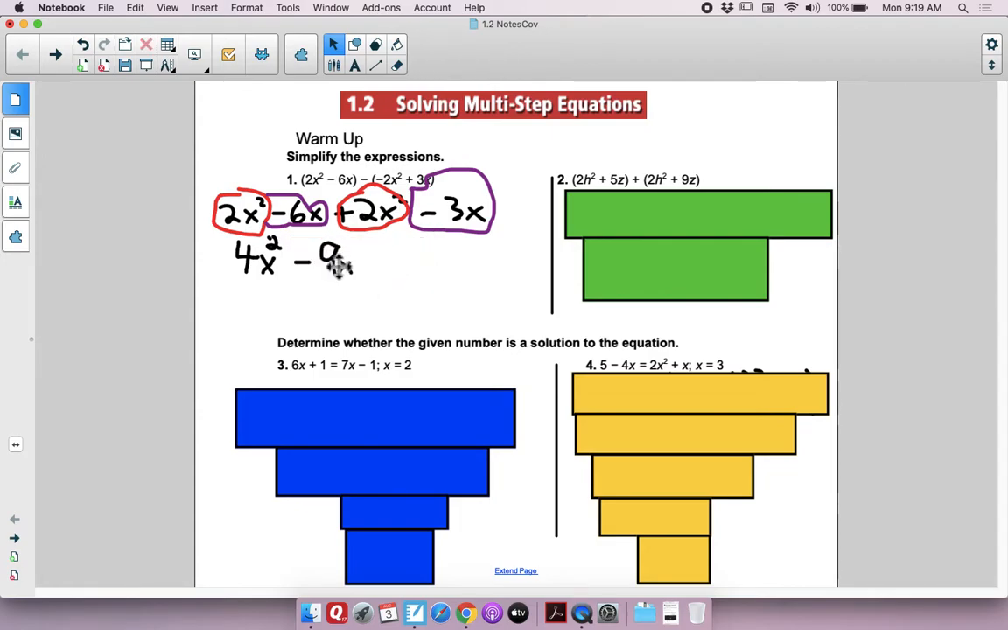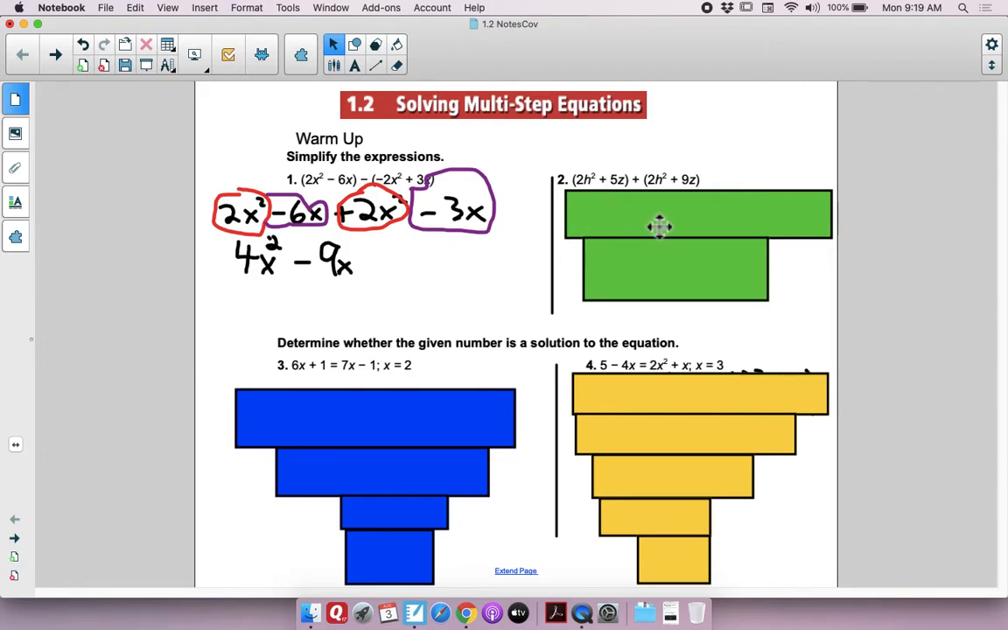Okay. Would it have been okay to put my answer as negative 9x plus 4x squared? Absolutely. Doesn't matter which term leads in this case. You just want to make sure you have the right sign. So you won't want to say, negative 4x squared plus 9x. That would not be correct.